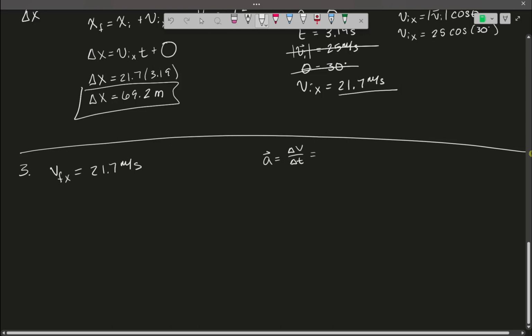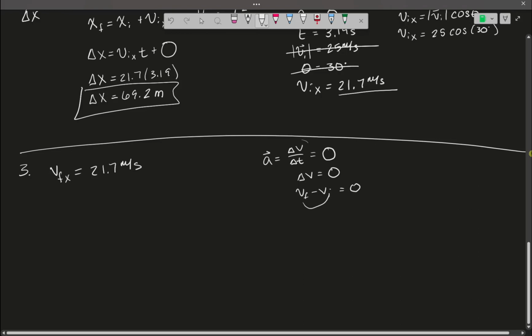If I have an acceleration that is equal to 0, I cannot have a change in velocity here, right? So this would mean that my change in velocity is also equal to 0, meaning that velocity final minus velocity initial is equal to 0. They have to be the same number.